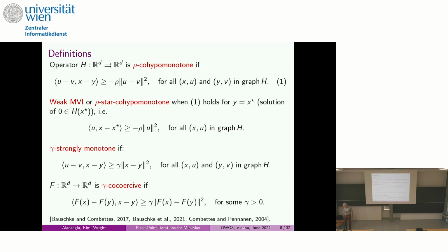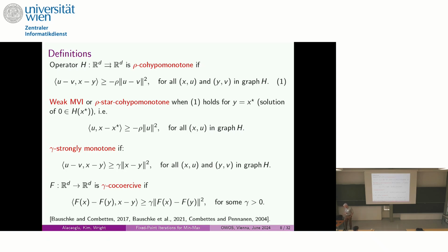The first one I've already told you about. The second one is kind of a specialization of the first one, to the case where we don't allow the y to be general, but we fix y to be the solution of the problem, the point that we're particularly interested in. And if y is a solution, that means 0 is in the graph of y. And so V is in the graph of y, so the V disappears here from this expression, and y is just replaced by x star. So that's a weaker condition, and it goes by several names, but we call it rho star cohypomonotonicity.